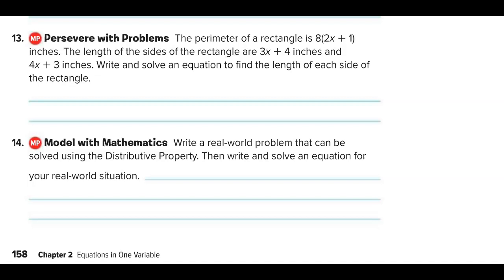What does perimeter mean? The whole outside. How do you find the perimeter of something? You add up all the sides. So we know that our total perimeter equals what, Tristan?